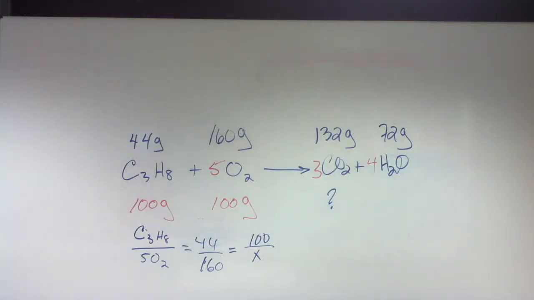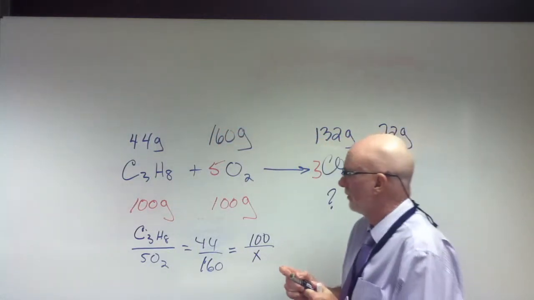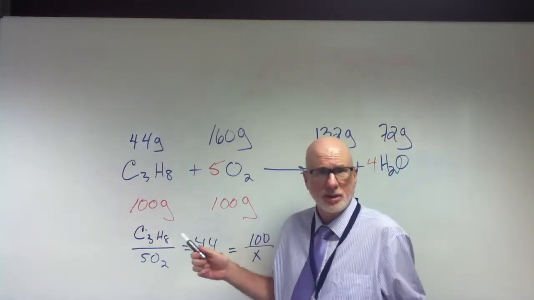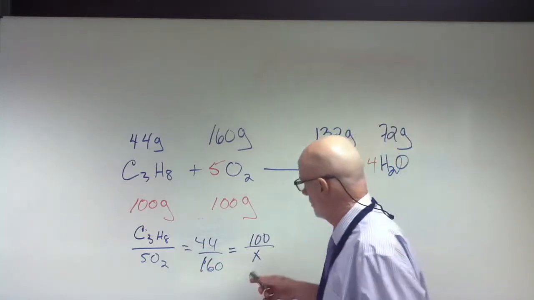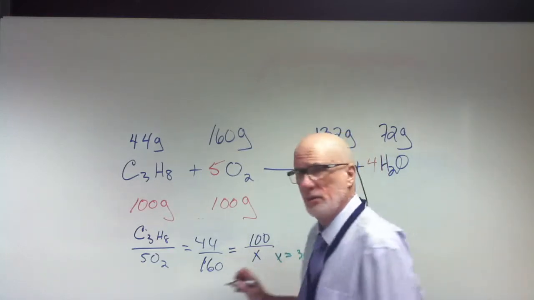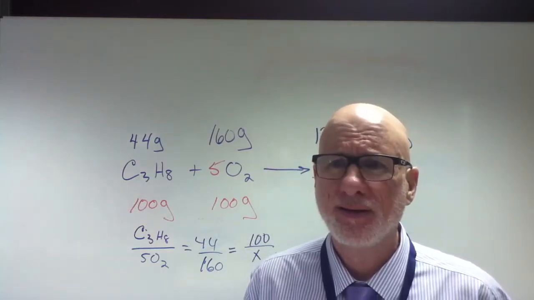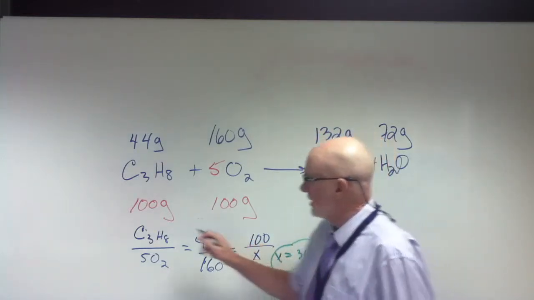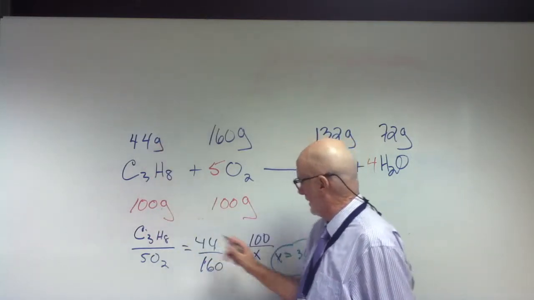What is it? I can't hear you. If I use all of this, how much of this do I need? Come on, you can do this. Do you have a calculator? 363.63. So x is going to be 363. Let's just round to the ones place. Good. So if I use all 100 of this, I need 363 of this.